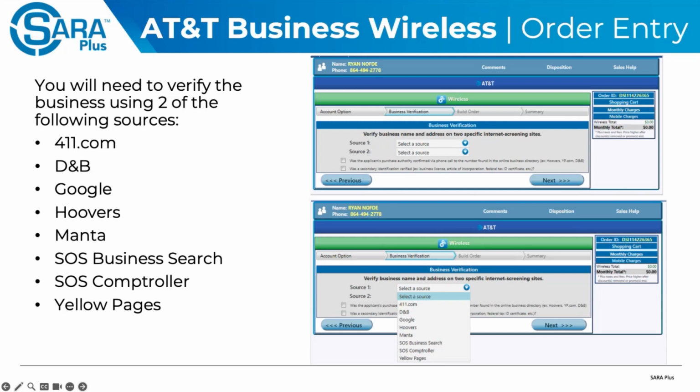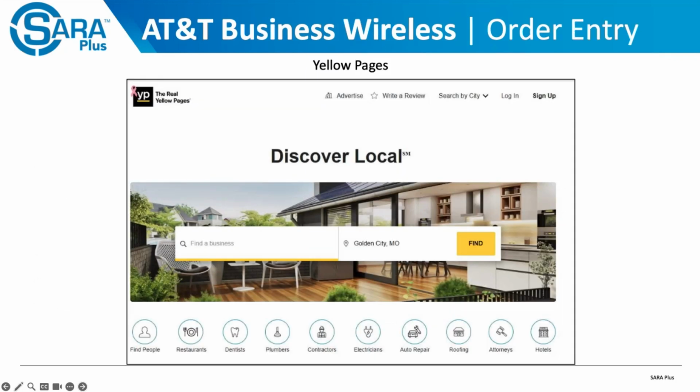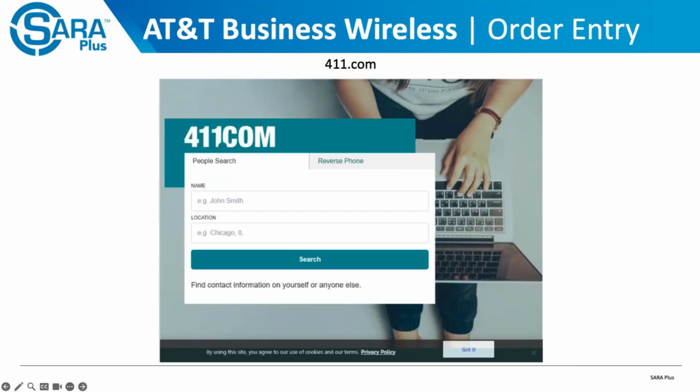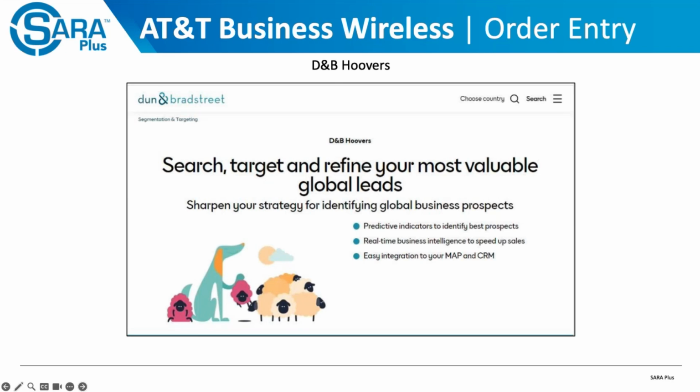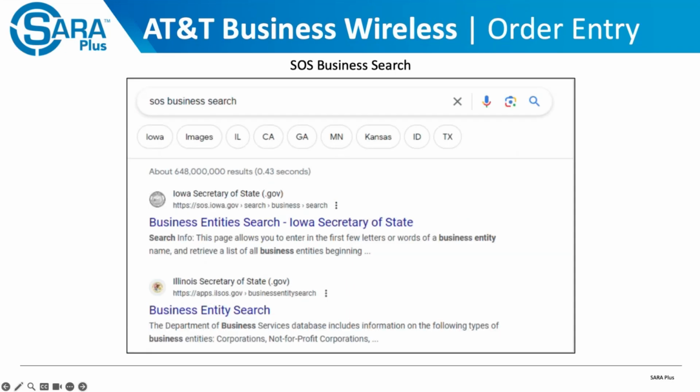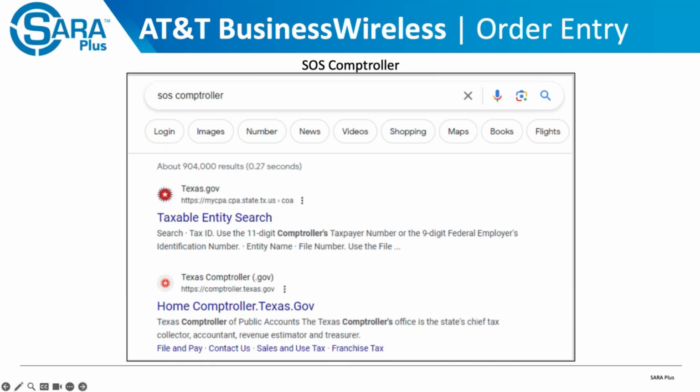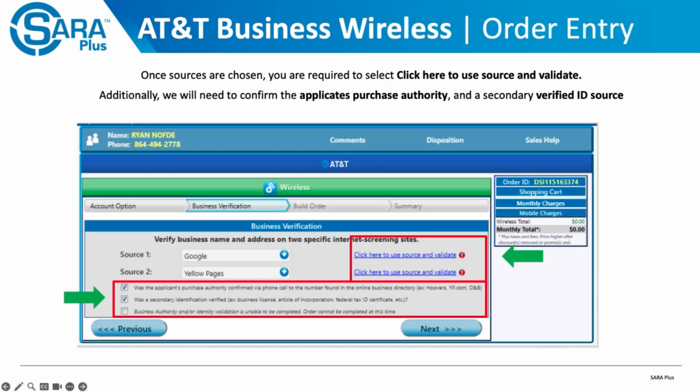Afterwards, you will need to verify the business using two of the following sources. We have Yellow Pages, Google, 411.com, Dun & Bradstreet, Dun & Bradstreet Hoovers, Secretary of State Business Search, Secretary of State Comptroller, and once sources are chosen, you are required to click "click here to use source and validate." And additionally, we will need to confirm the applicant's purchase authority and a secondary verified ID source by checking the two checkboxes there at the bottom.